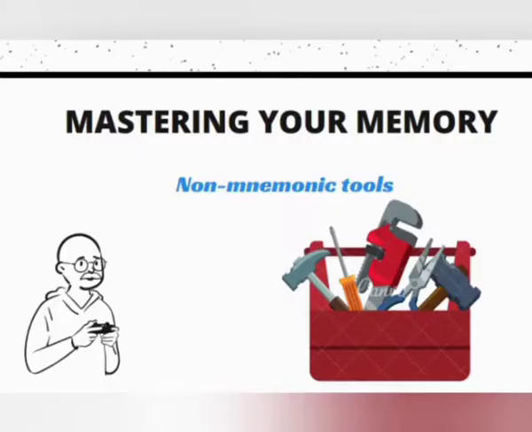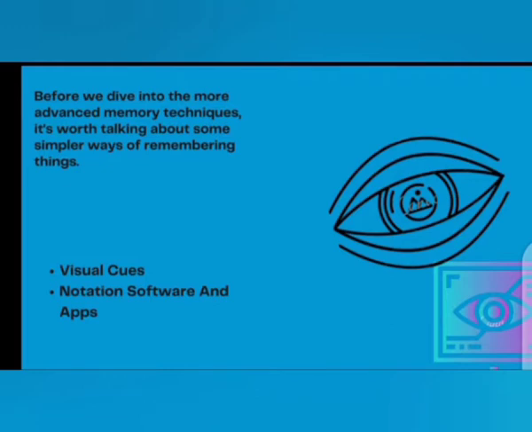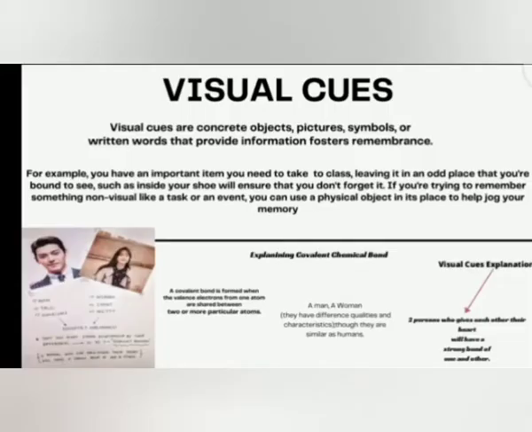Now we're going to look at the non-mnemonic tools of mastering your memory, which are visual cues and notational software and apps. Now, what are visual cues? Visual cues are concrete objects, pictures, symbols, or even words that provide information and help foster remembrance.